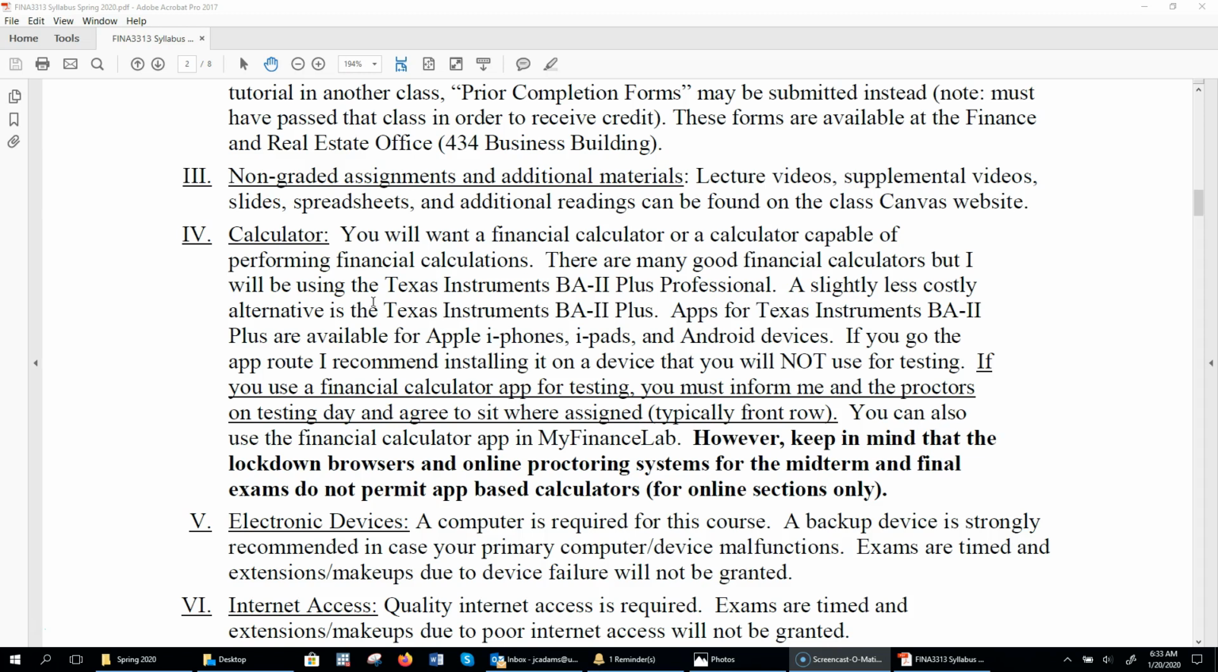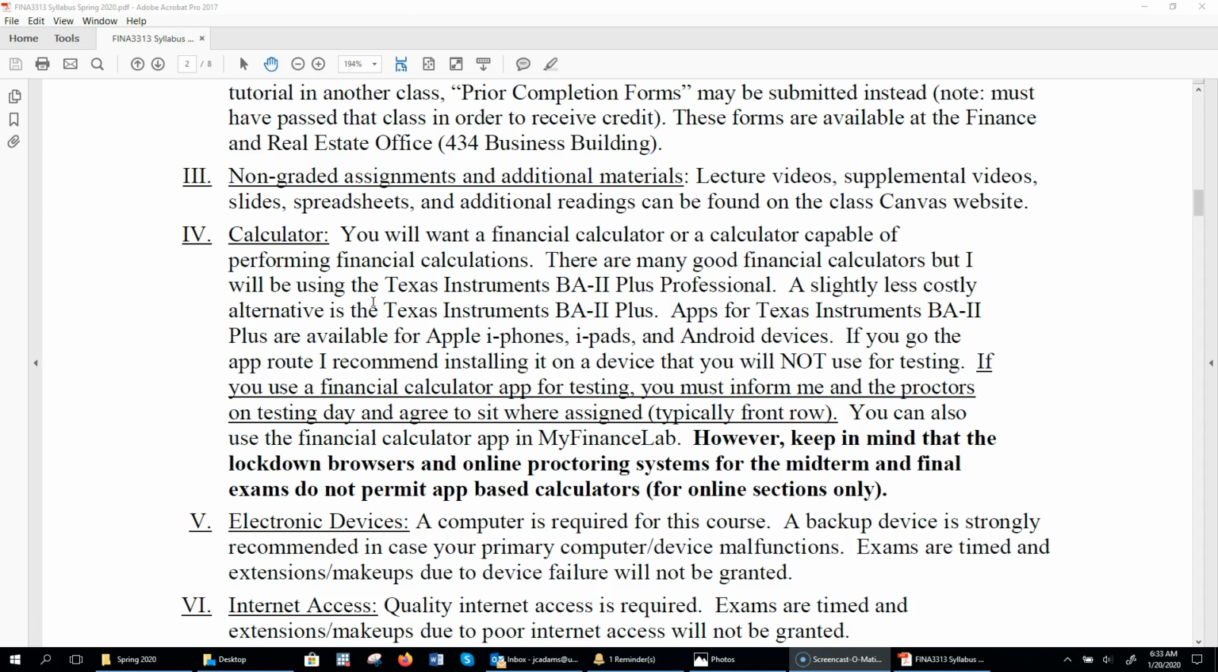You can also get apps for your phone. The problem with those apps is that you're not going to really be able to use them for the online testing with the proctors. So go ahead and buy yourself a physical financial calculator. This is something that you're going to use for the rest of your career. It's really handy. If you ever want to calculate what a car payment or a house payment would be, or anything like that, even for your personal use.